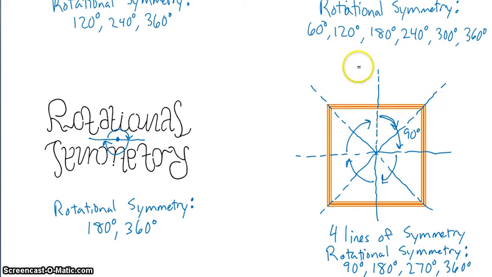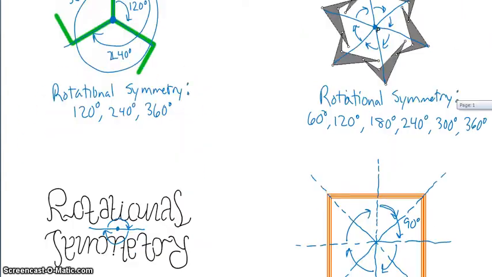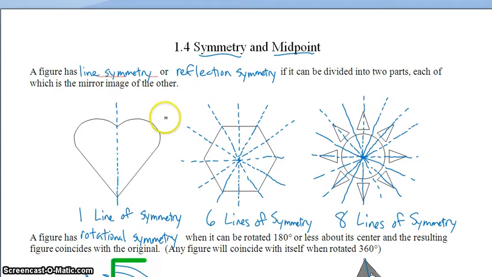So a figure can have both rotational and line symmetry, like the square. It can have just rotational symmetry. Or if you look at our original heart, our heart had just one line of symmetry and no rotational symmetry.